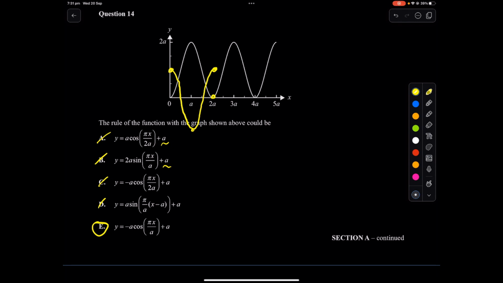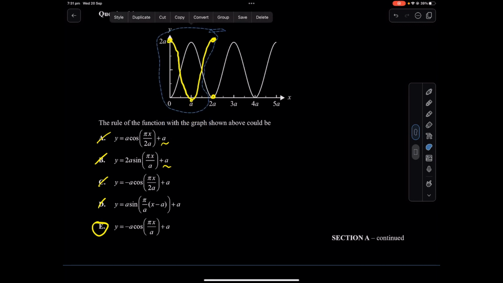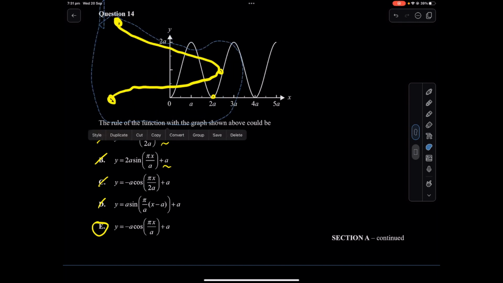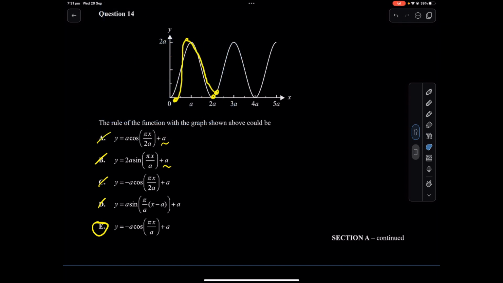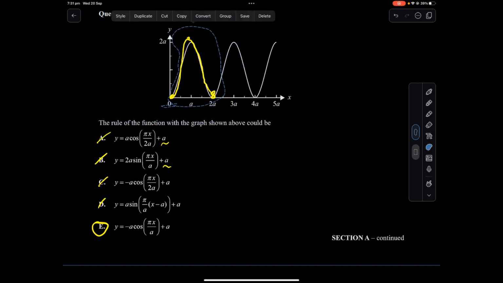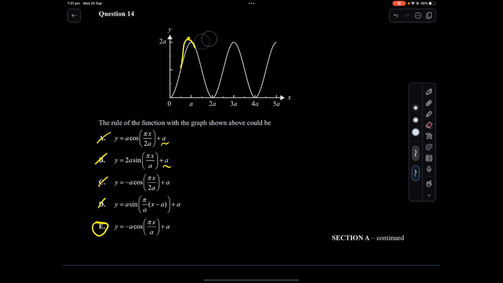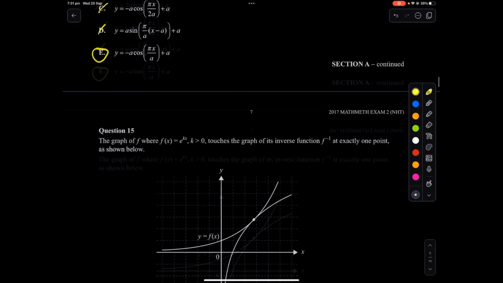Something like that. And we know that it's been translated up 1 unit, and then it's been reflected. If I look at this like that, it's pretty much the same graph. All right, that's that. So choose E.